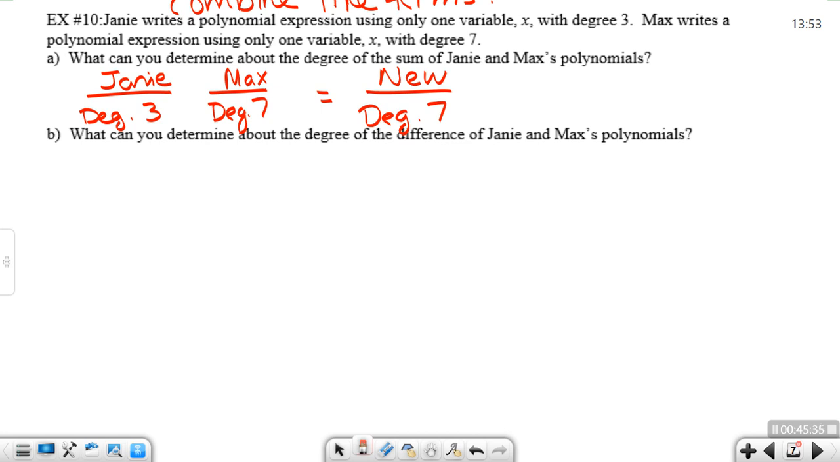So part B says, well, what about the difference of the two? Well, guys, remember, subtracting is just adding the opposite. So we are still going to be combining like terms in the end. And again, if we're combining like terms, the degrees shouldn't change. Therefore, this should take on the degree of the highest polynomial, which again is Max's of degree 7.